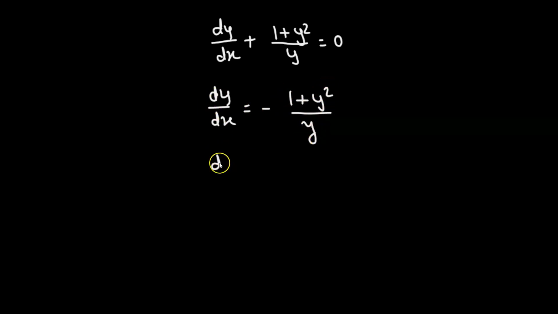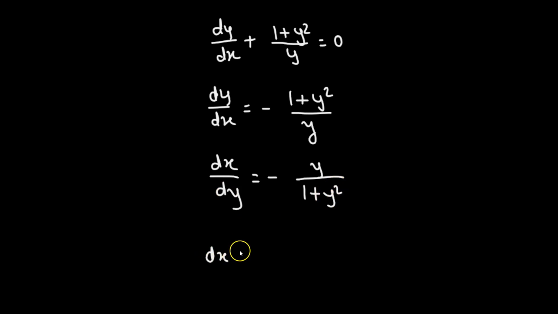Now we take the reciprocal on both sides. Now that should give us dx over dy is equal to negative y divided by 1 plus y squared. Now we separate the differentials. So that should give us dx is equal to negative y divided by 1 plus y squared dy. Now this is in the separable form.